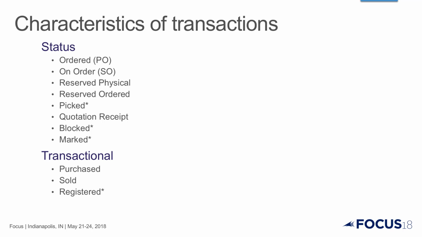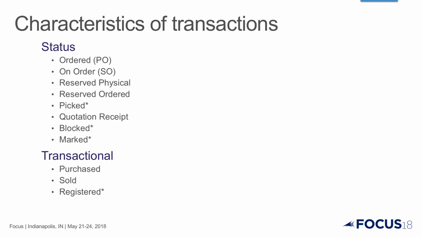Reserved physical is the commitment of inventory, typically at the warehouse level, that's saying we're committing this inventory to this order. And this is the physical inventory. Now the reserved ordered is ordering against an order, an incoming order.